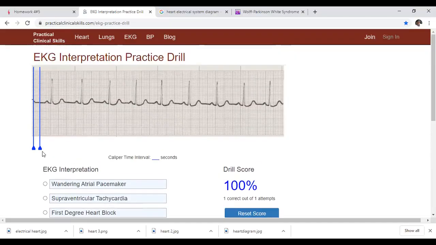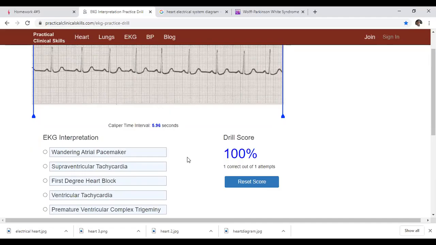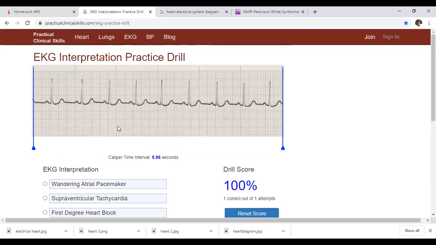What do you think this is? It's a 6-second strip, so look at your choices. Supraventricular tachycardia is really fast. Okay, so what's the heart rate on this one? It's a 6-second strip, so we can count 1, 2, 3, 4, 5, 6, 7, 8, 9. So that's a heart rate of about what? 90s. Yeah, that's still in the normal range.